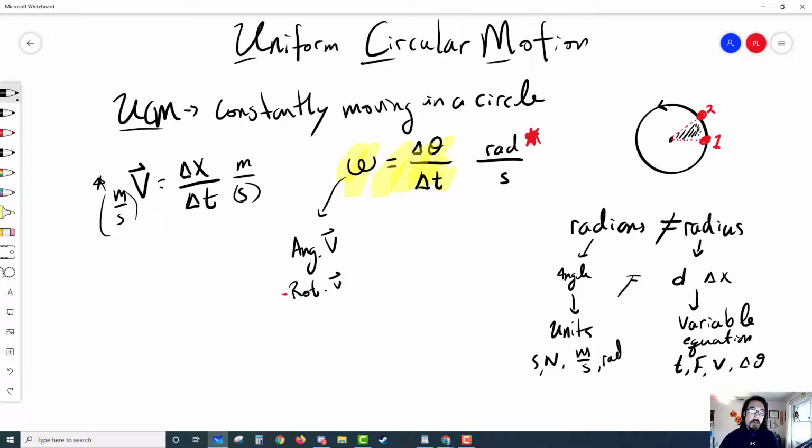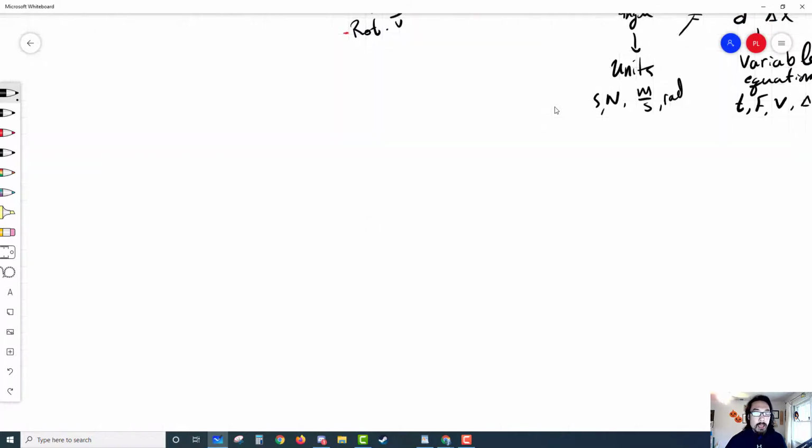This is our very first equation. Uniform circular motion is how much the angular displacement changes over time. With this, we can come up with a couple of different kinds of equations. These are just unit conversions. Omega, or angular velocity, is equal to delta theta over delta time, or the change in rotation over the change in time. The units are radians per second.